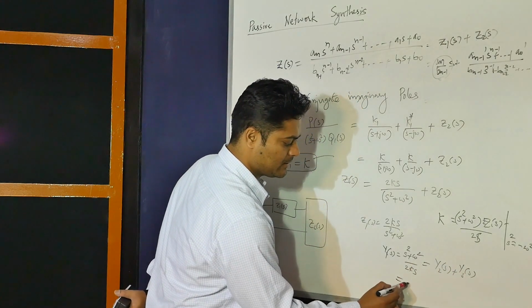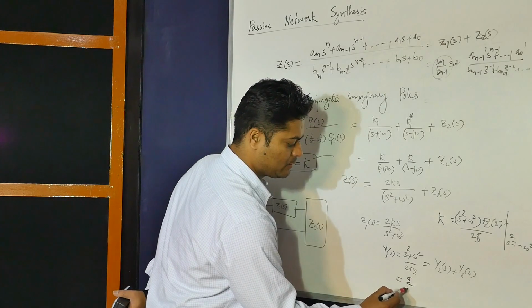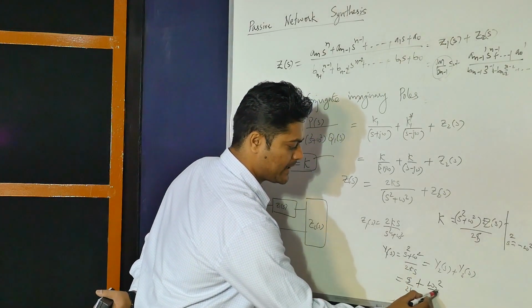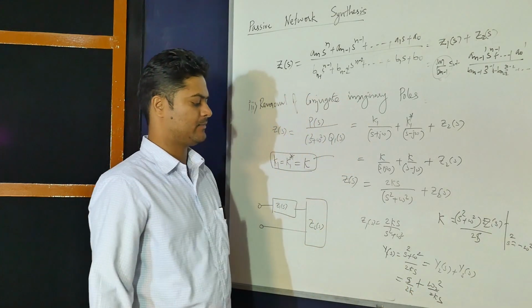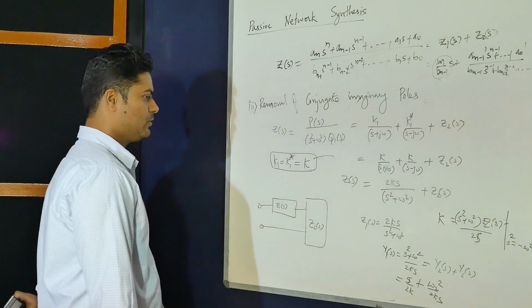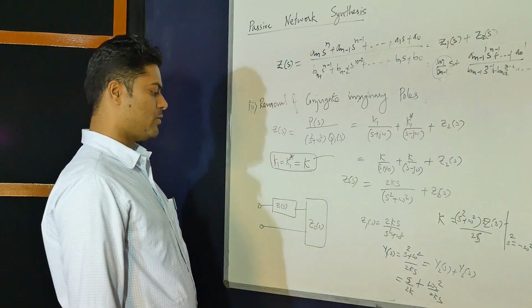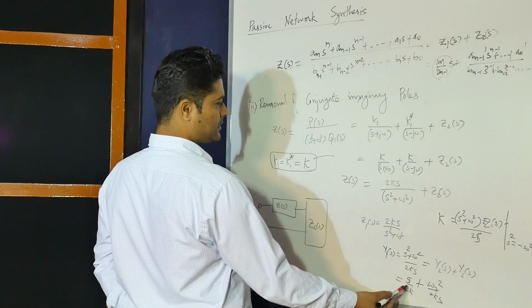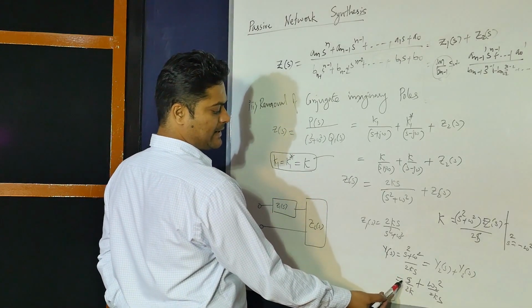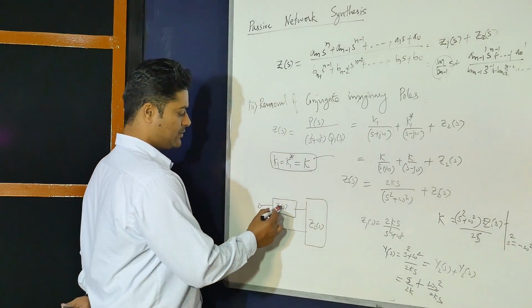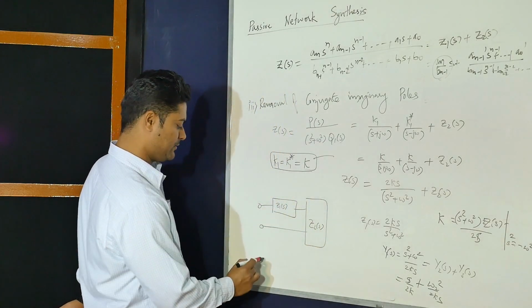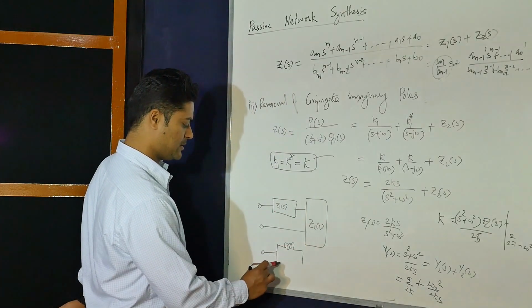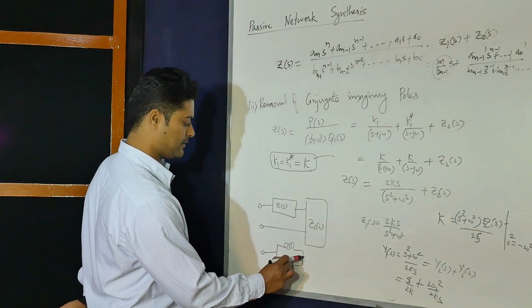So we end up with s by 2k plus omega square by 2ks. So what does it indicate, this term Cs, correct? So the C value is 1 by 2k. So in terms of Z1(s), we will write an inductor and a capacitor.